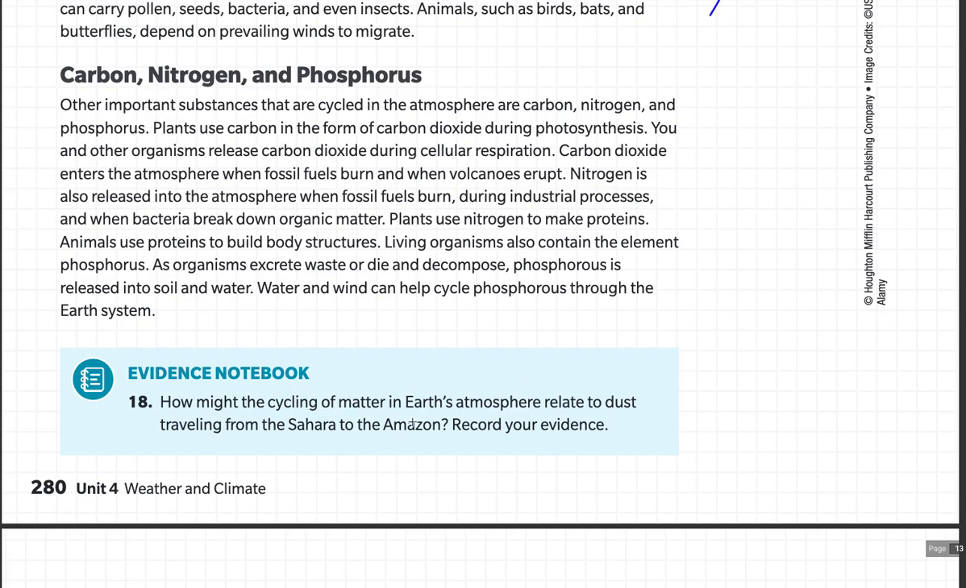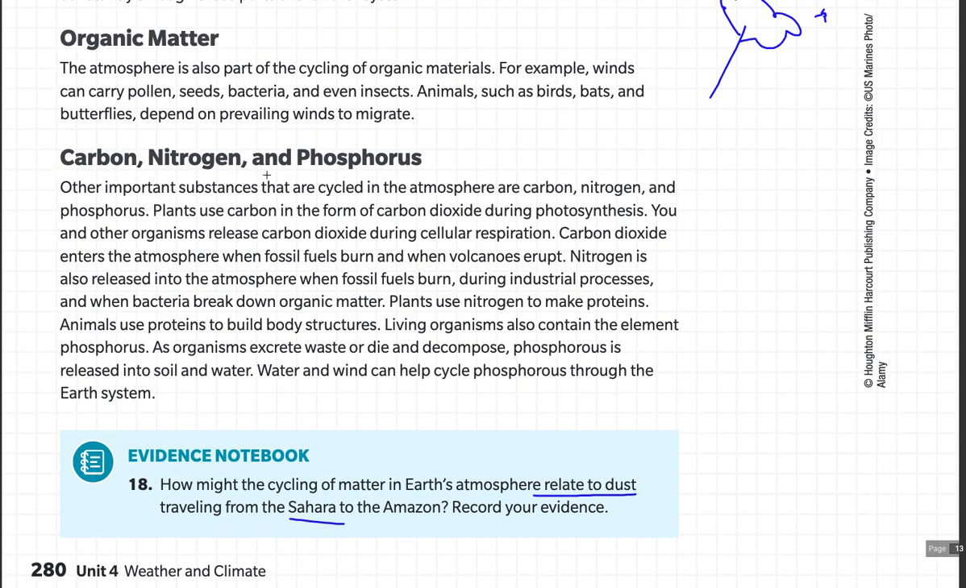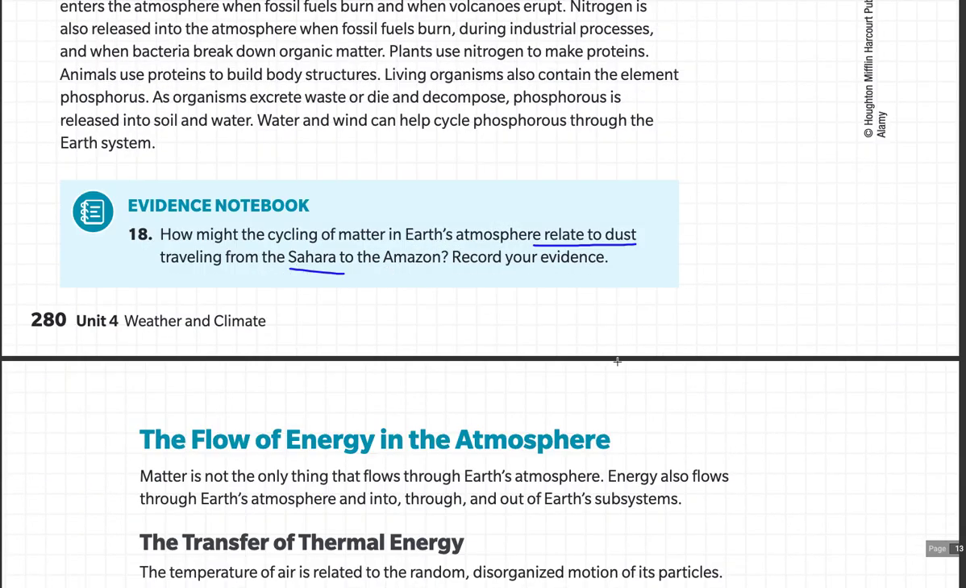So how might the cycling of Earth's atmosphere relate to dust traveling from the Sahara and the Amazon? Well, they can blow all of the dust from the Sahara over to the Amazon. And sand isn't just rock, sand and dirt have all sorts of things in it. It's got carbon, nitrogen, phosphorus, pollen, maybe bacteria mixed in with all of that. So you have these giant clouds of not just rock as sand, but all these nutrients blowing over, and it settles in the Amazon and helps things grow.